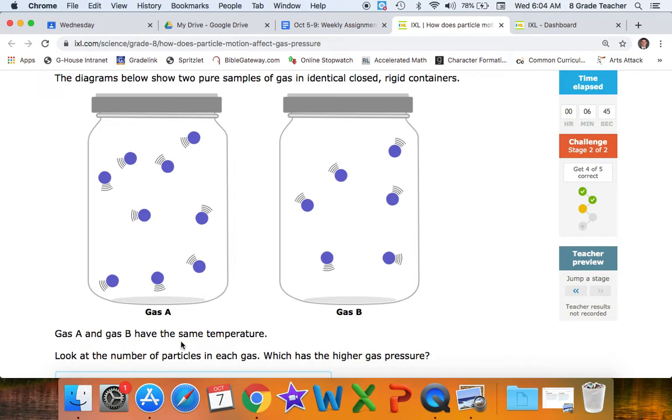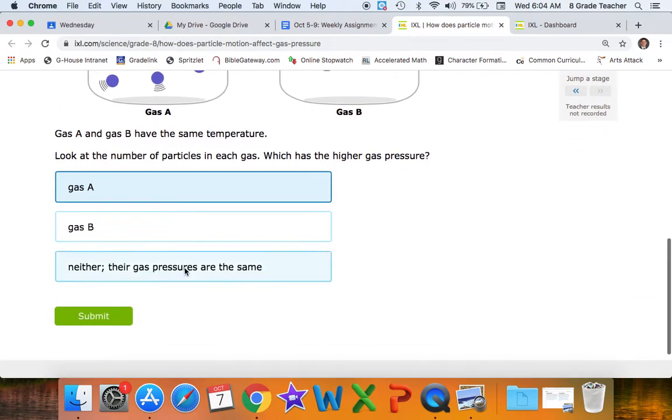Gas A and gas B have the same temperature. Look at the number of particles in each gas. Which has a higher gas pressure? This one, gas A, has 1, 2, 3, 4, 5, 6, 7, 8, 9. This one has 1, 2, 3, 4, 5, 6. Gas A has more. It's going to have a higher pressure.